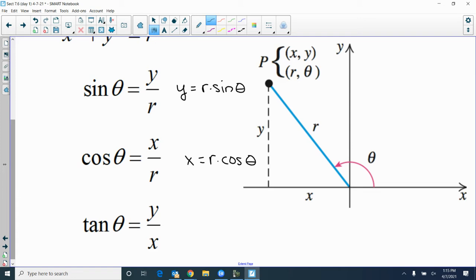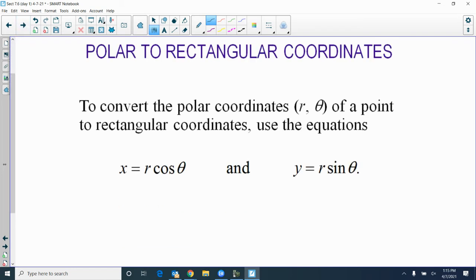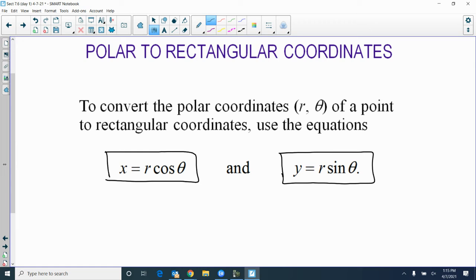Now look right to the right, and it tells you the rules, and it should make sense because we just talked about it. How do you convert from polar to rectangular? Converting from polar to rectangular, x equals r cosine theta, and y equals r sine theta. So if we know theta and we know r, we multiply those together, and then we get our rectangular coordinates.